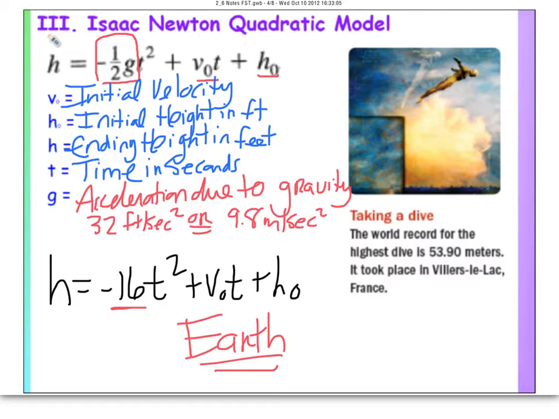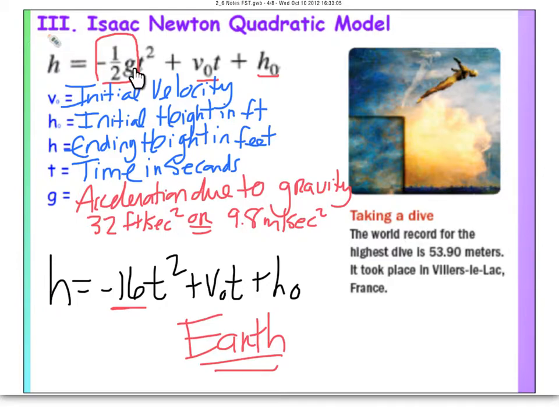So the variables stand for this: V sub O is called initial velocity, and that is just speed with direction. So if we're going 10 feet per second forward, it's plus 10. H sub O is the initial height in feet, so that goes right here. So if we're jumping off a diving board 10 feet from the ground, we'd say 10. The ending height is also in feet, and that's right here. This tends to be the answer we're trying to look for sometimes.